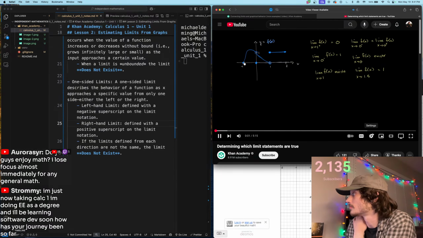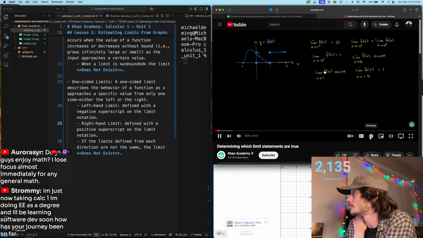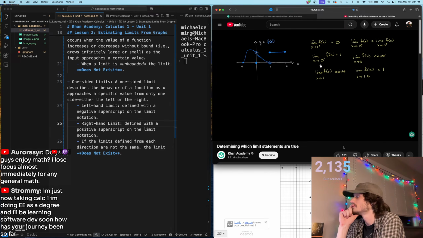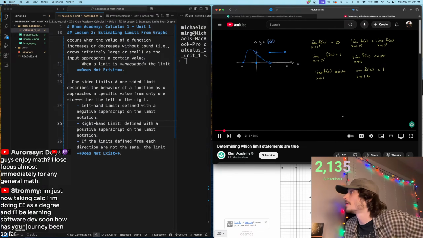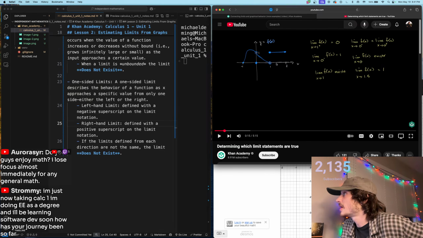So we have a function f of x graphed right over here, and then we have a bunch of statements about the limit of f of x as x approaches different values. What I want to do is figure out which of these statements are true and which are false. So let's look at this first statement. The limit of f of x as x approaches 1 from the positive direction is equal to 0. That is going to be true.